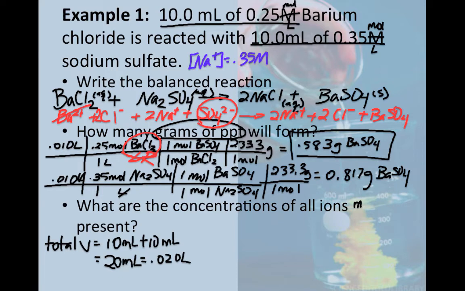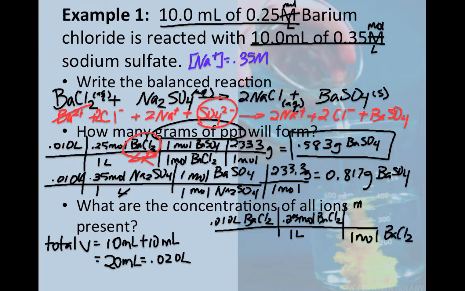Okay, the next one I want to do is chloride because all of my chloride is still left. None of that got used up. So I'm going to start with barium chloride, 0.010 liters of barium chloride. And I had 0.25 moles per liter because that was my molarity. And for every 1 mole of barium chloride, I get 2 moles of chloride ions.